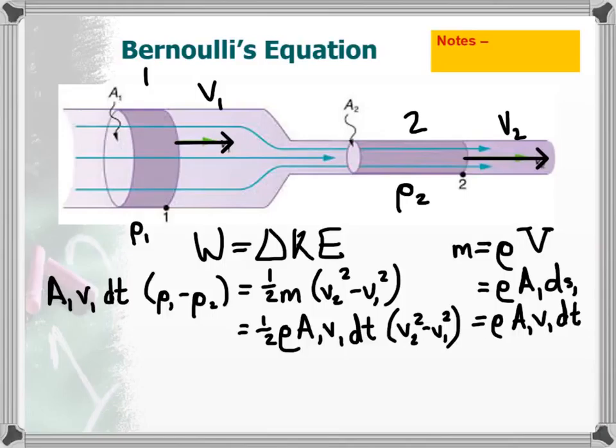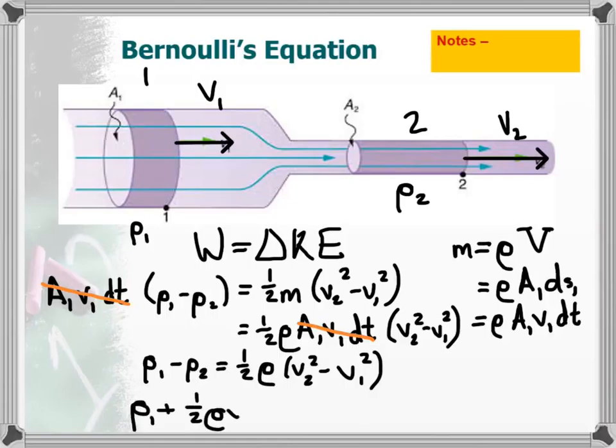Now, there are some similar looking terms on both sides of this equation. So I'm going to go ahead and divide out those common terms, which means those A1 V1 dt's go away. And now I'm just left with P1 minus P2 equals 1/2 rho times V2 squared minus V1 squared. Okay, now I can arrange these terms so that all of the 1's are on one side and all the 2's are on the other side. And when I do that, I get this equation right here. P1 plus 1/2 rho V1 squared is equal to P2 plus 1/2 rho V2 squared.